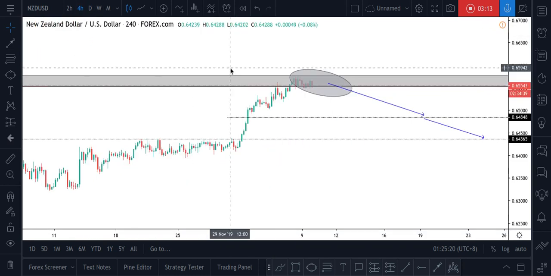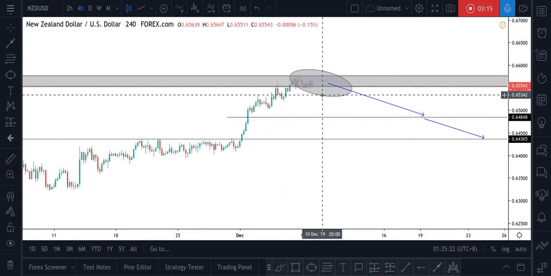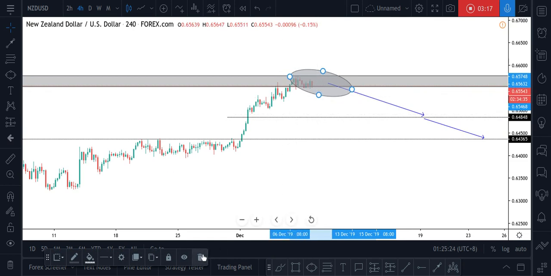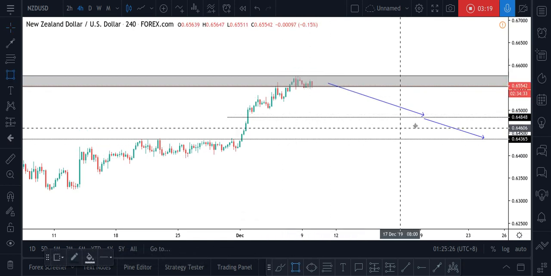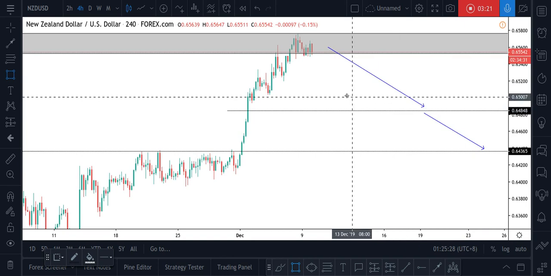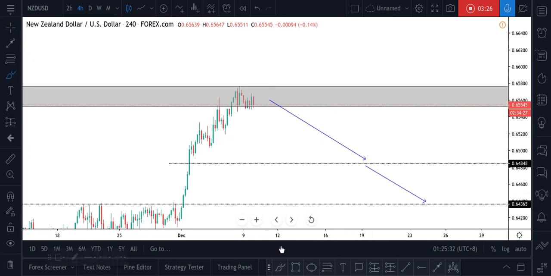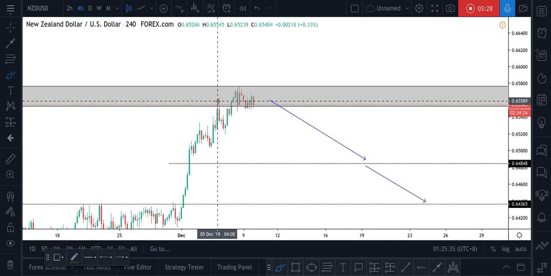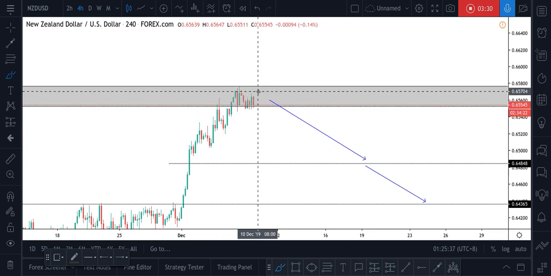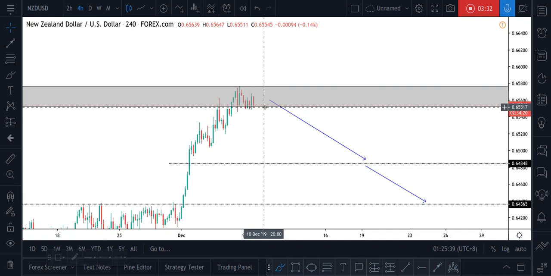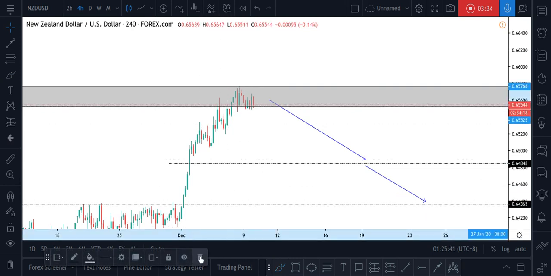Let's take a look at the 4-hour time frame and see what kind of price action we are getting. On the 4-hour time frame, it's still not clear yet that we have a bearish market, because the market is still printing higher highs and higher lows. So we're just waiting a little bit longer to see whether we can get in this market.